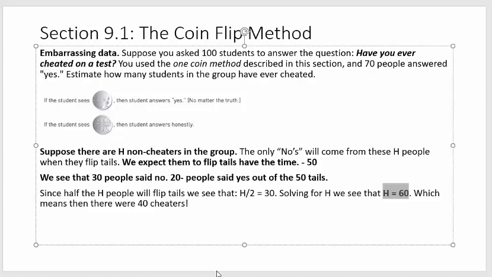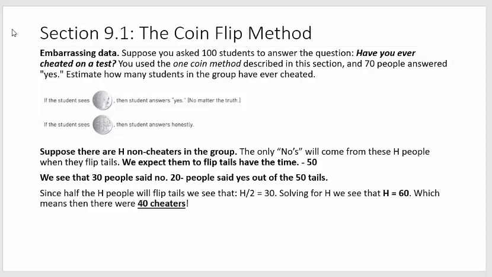Here's another way to do it, okay? 70 people answered yes, I did cheat on an exam, all right? Since we know half the people should answer yes no matter what, that means only 20 of these answers came honestly, okay? Which means 20 of 50 people were cheaters. Multiplying that by 2, the 20 cheaters, it means there are now 40 cheaters in the class. You get the same answer either way you approach it. So some of your Mindscapes this week talk about the one coin method. This is how you approach the one coin method.